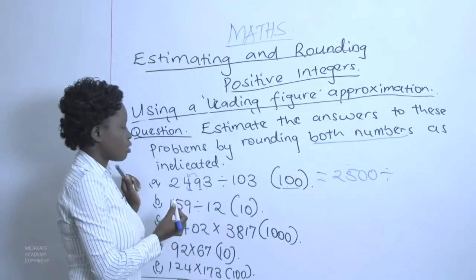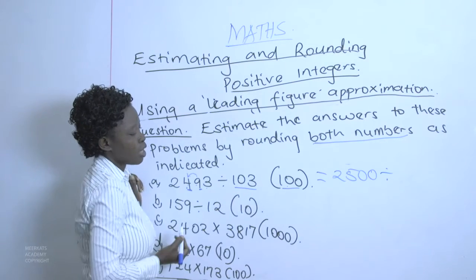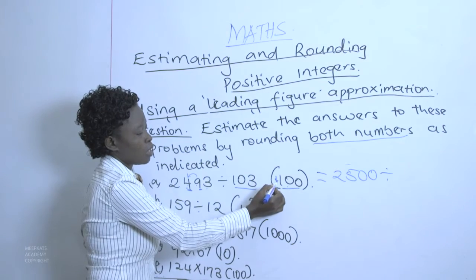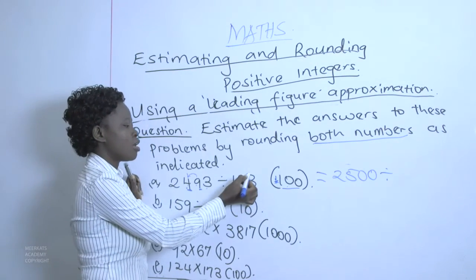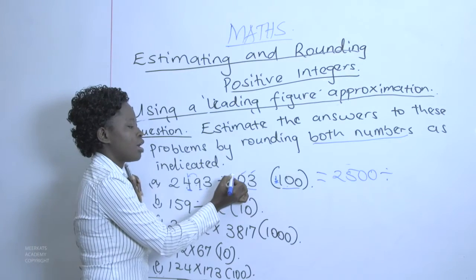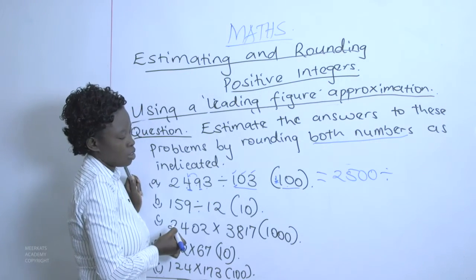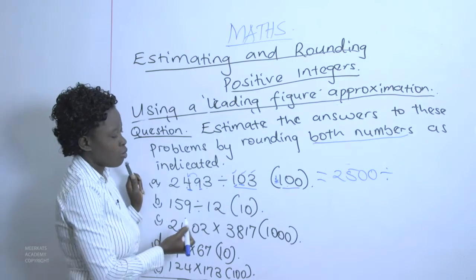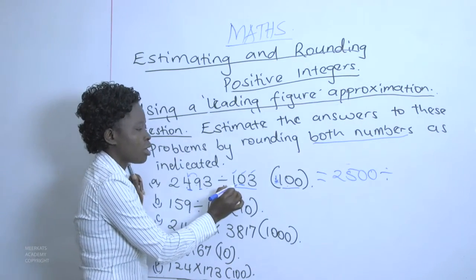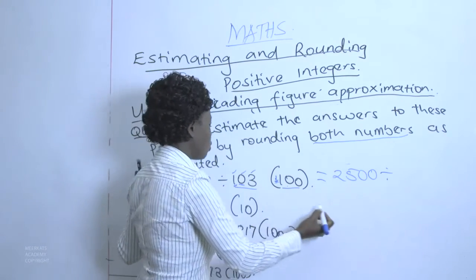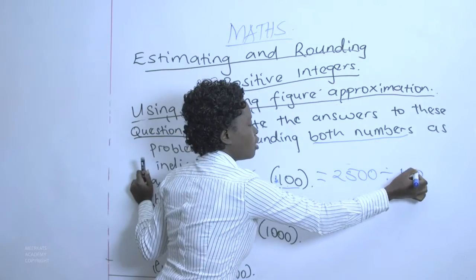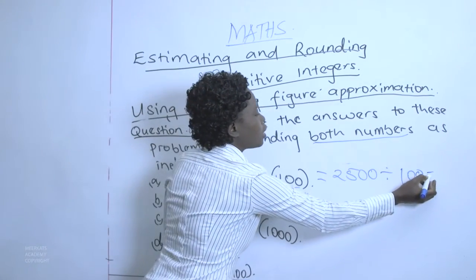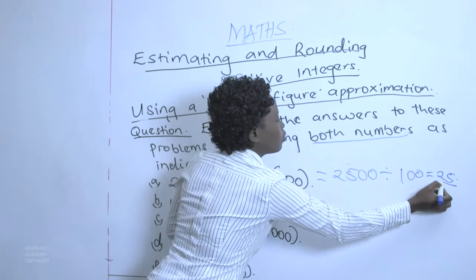Divided by the next number, which is 103. We are supposed to round it to the nearest 100. So we have ones, tens, hundreds. This is the digit we are looking at. The next digit is 0. 0 is a number that is less than 5, so it will be rounded down so that we have 100. So we have 2,500 divided by 100, which will simply give us 25.